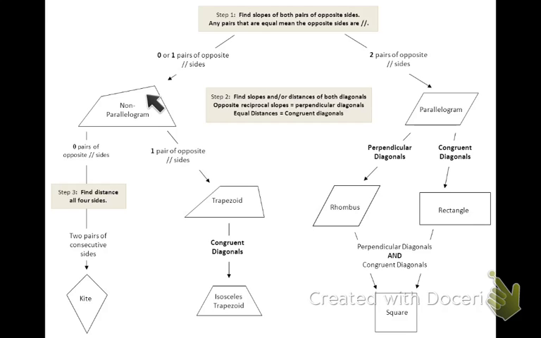If you find yourself in the non-parallelogram category, let's say that you saw up here in this step that you had one pair of opposite sides parallel. How are you going to check to see if something's an isosceles trapezoid instead of just a trapezoid? My suggestion was to check to see if you have congruent diagonals. What's another way that you could check to see if something is an isosceles trapezoid?